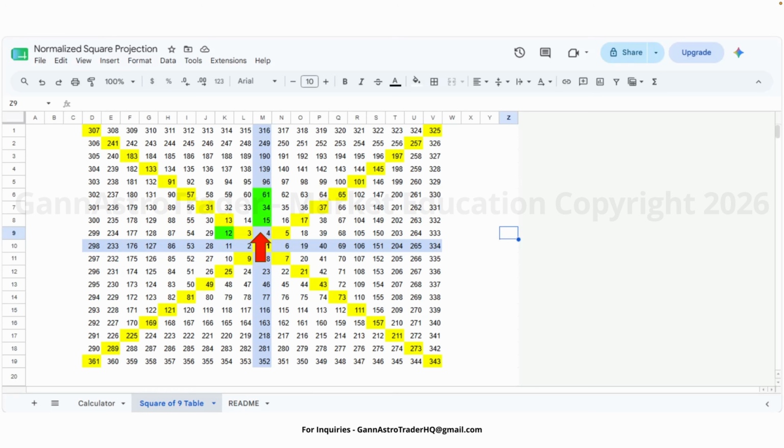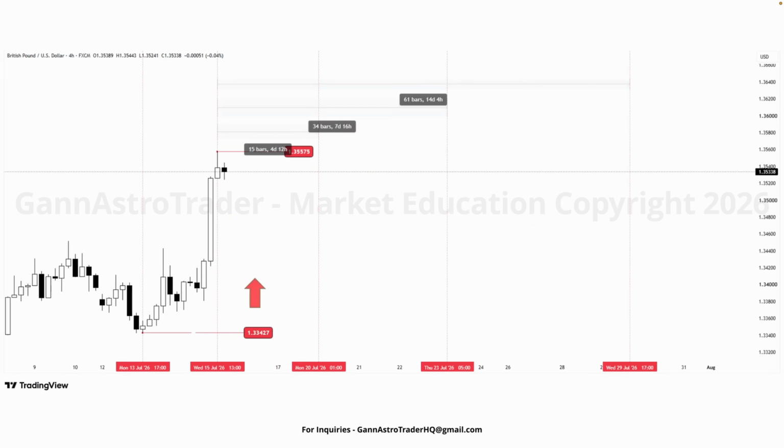The square of 9 allows us to project values using different paths. In this method, we'll use the linear projection path, which follows the numbers immediately adjacent to the starting number along the same axis. We simply continue along this sequence, and each number becomes the next harmonic projection used for our future time calculations. We now convert those harmonic values into time intervals and project them forward from the swing high.